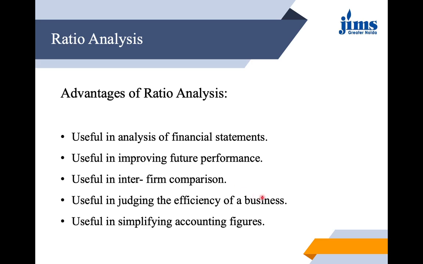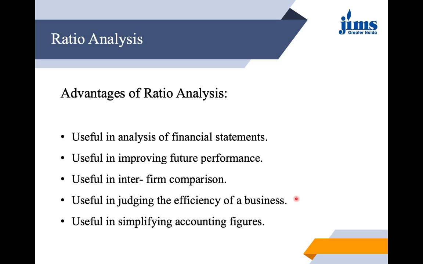Then it is useful in judging the efficiency of a business. We have discussed before that accounting ratios help in judging efficiency. They basically look at three important aspects, that is the liquidity, solvency, and profitability of a business, because these can be easily evaluated and calculated with the help of various accounting ratios. We have seen many. Such evaluation helps the management to judge the operational efficiency of the various aspects of the business.